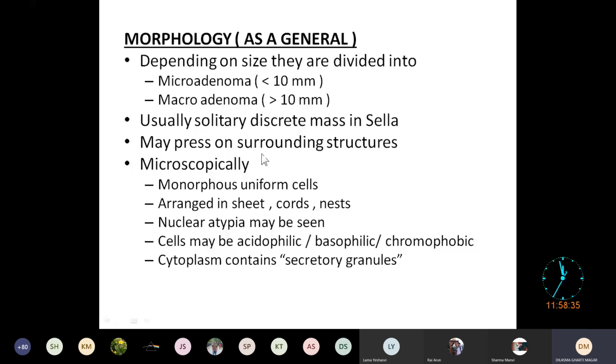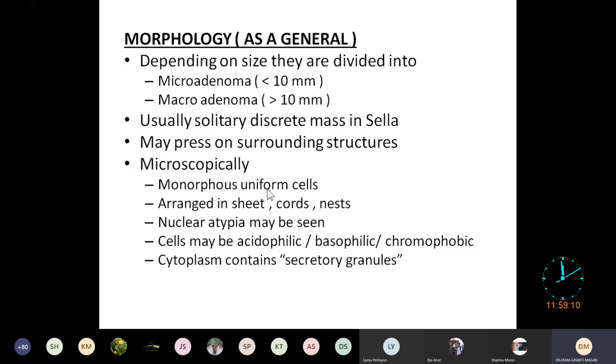So here also, whenever the pituitary gland develops an adenoma, it will compress the surrounding structures. And microscopically, whenever we see this pituitary adenoma, it will have monomorphous, uniform cells. It shows similar types of cells, and these tumor cells will be arranged in sheets, cords, and nests.